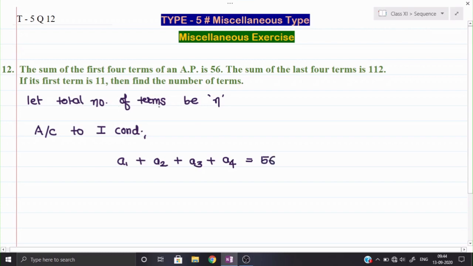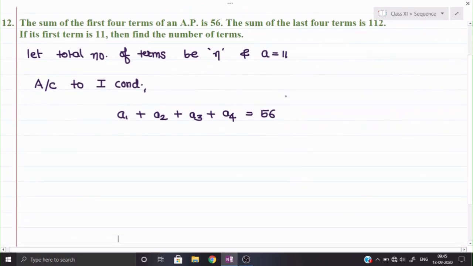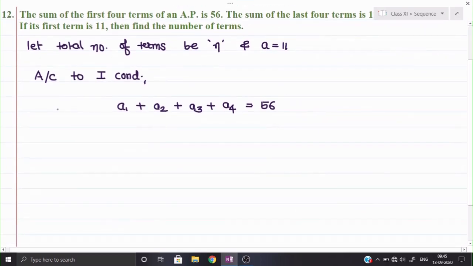Here one more thing we need to mention. The value of A is given here as 11. The first term is given as 11, so we have mentioned that. Now let us put in the values of A1, A2, A3 and A4. You can directly apply the formula of S4 also, but since in the second condition it will not be applicable, I am doing both conditions in the same manner.